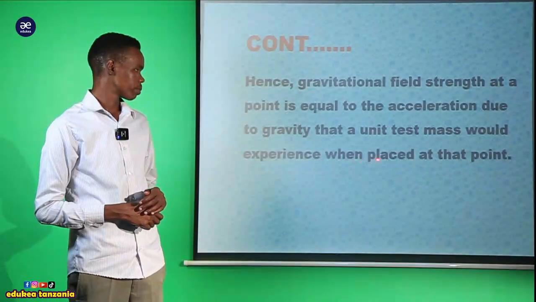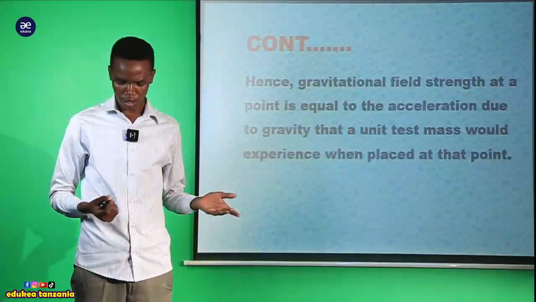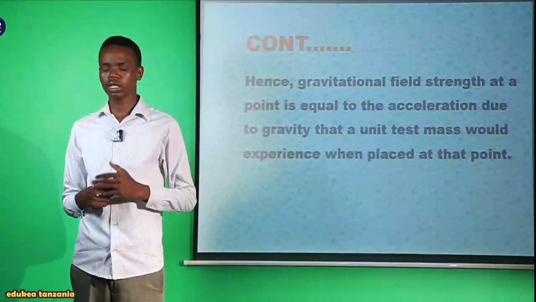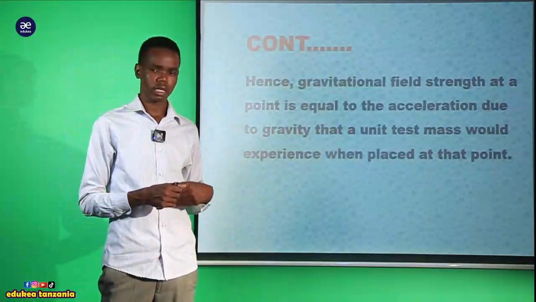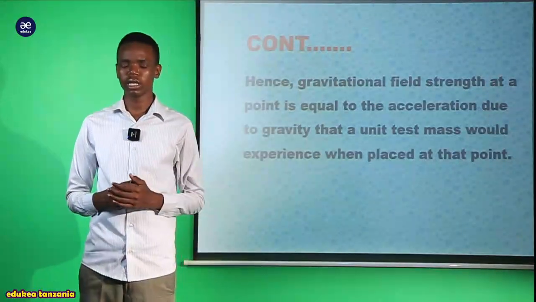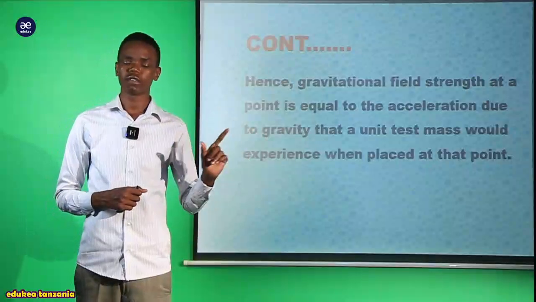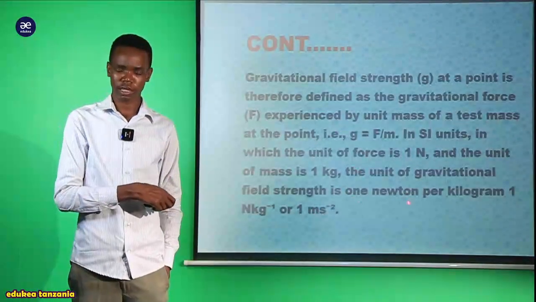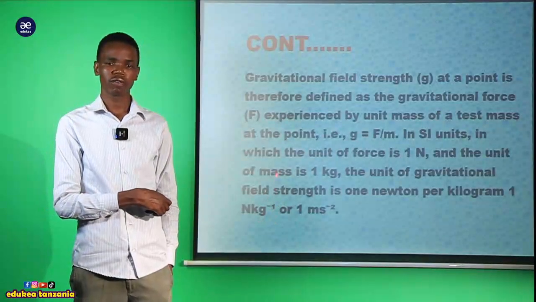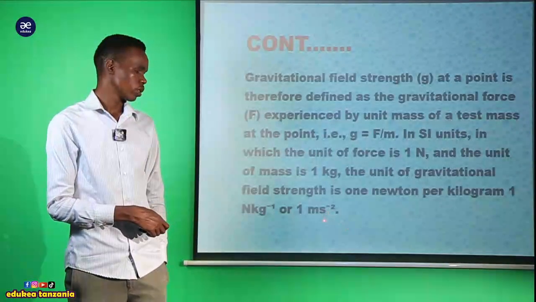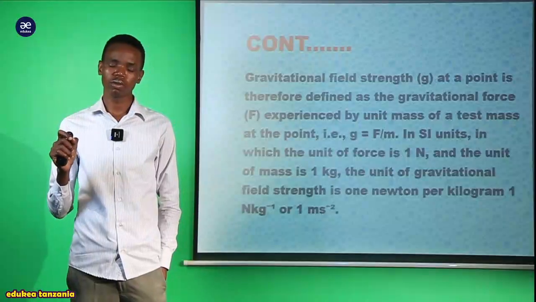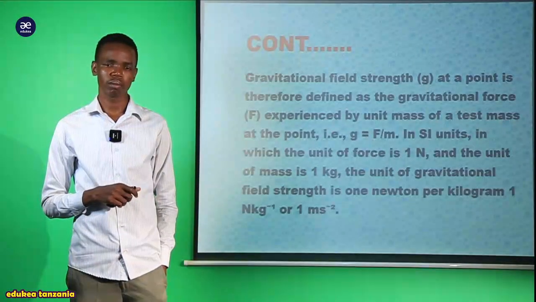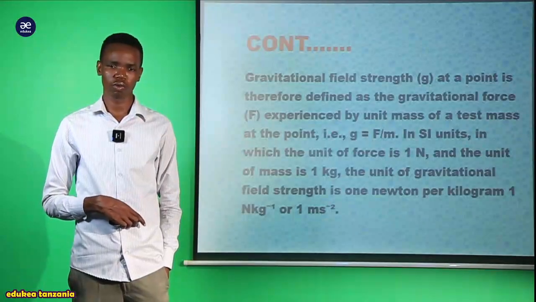So, the test mass would experience this when placed at a point. This is how we look at how these are related: at a certain point, this acceleration due to gravity must be equal to the gravitational field strength. As we try to see, the unit is 1 meter per second squared. If we simplify from 1 Newton per kilogram, we should obtain that the unit of the gravitational field strength must be equal to 1 meter per second squared. That is what we try to observe here.